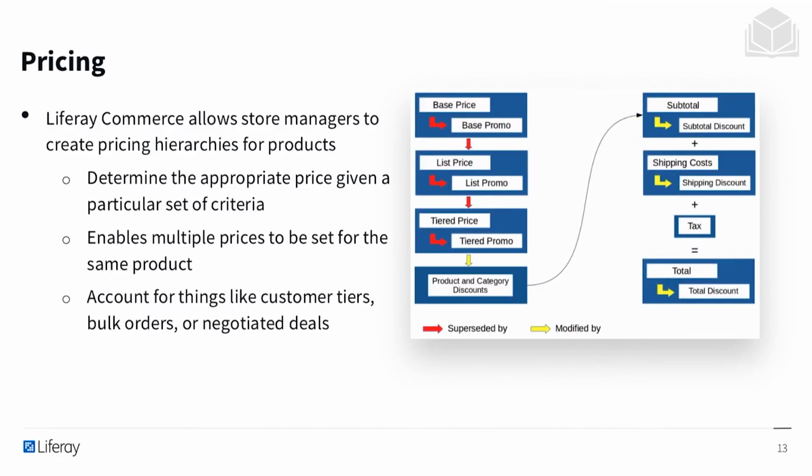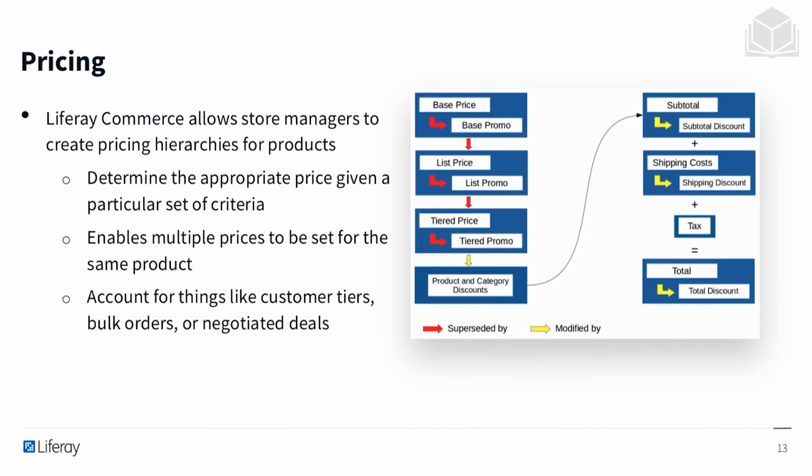Liferay Commerce supports pricing hierarchies. So this allows us to determine the appropriate price for a product given a particular set of criteria. It enables multiple prices to be set for the same product, and it also accounts for things like customer tiers, bulk orders, or negotiated deals. So on the right-hand side here, you can see the pricing system within Liferay Commerce and its hierarchical structure.